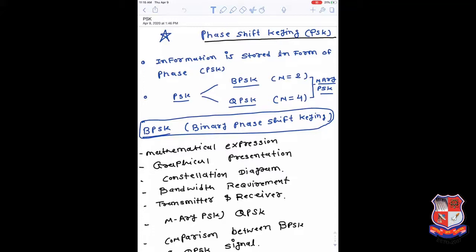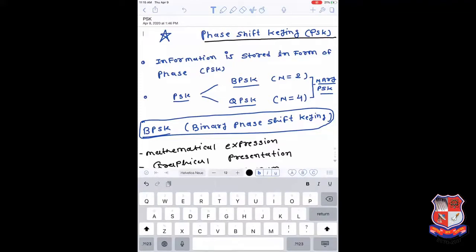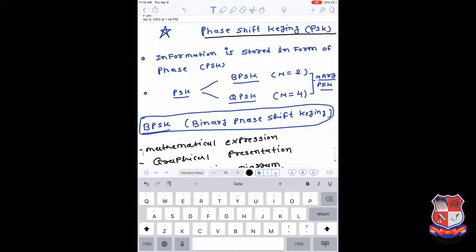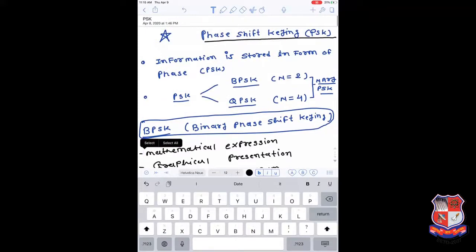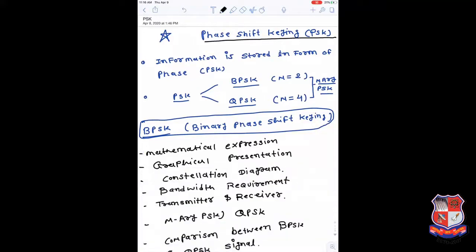Today we discuss one other very important modulation scheme. It is known as phase shift keying, PSK. PSK is a kind of modulation scheme where the information is stored in the form of a phase. That's why it is known as phase shift keying.